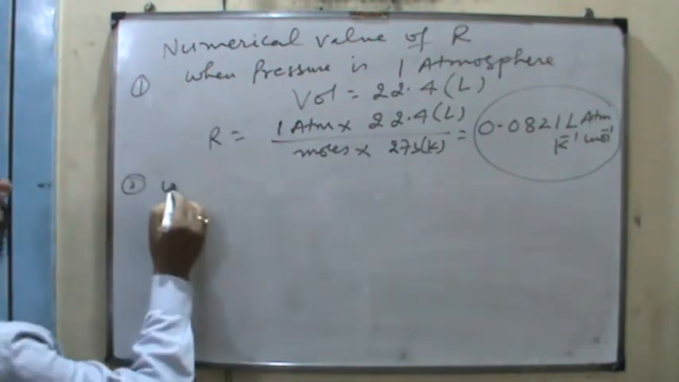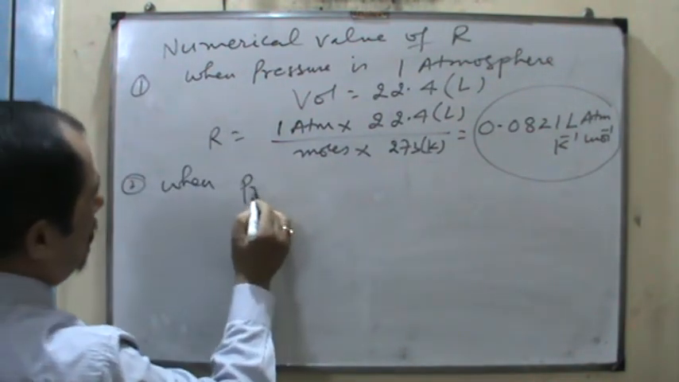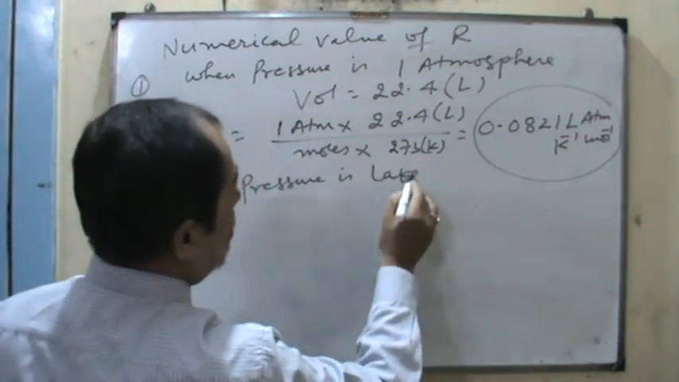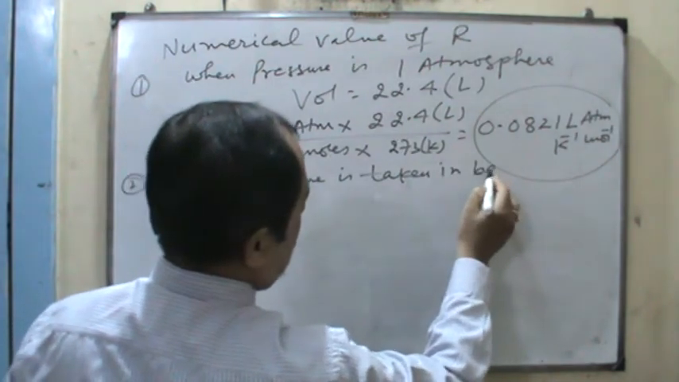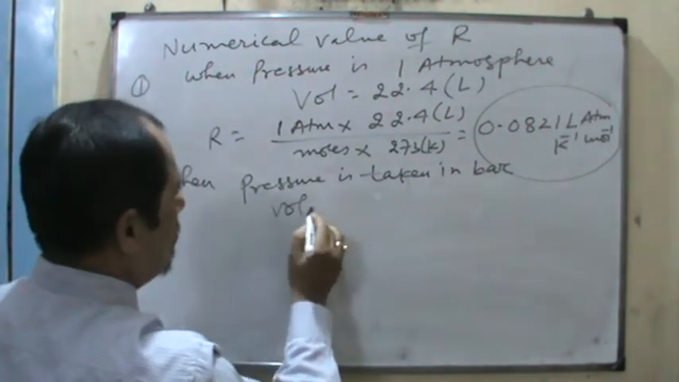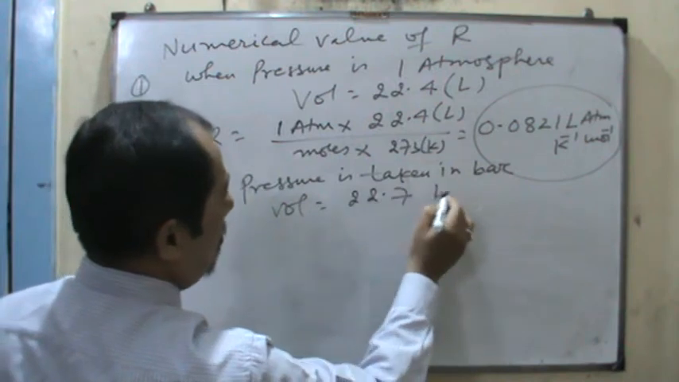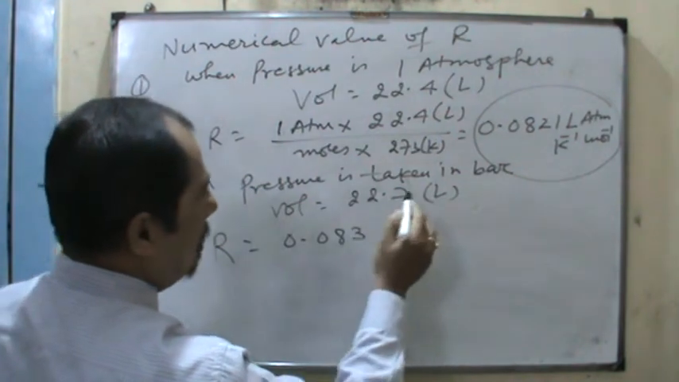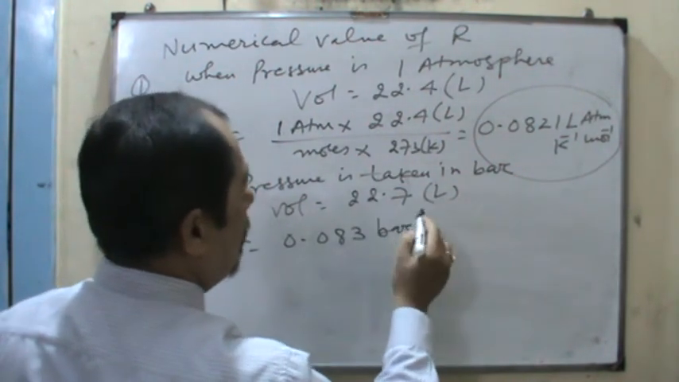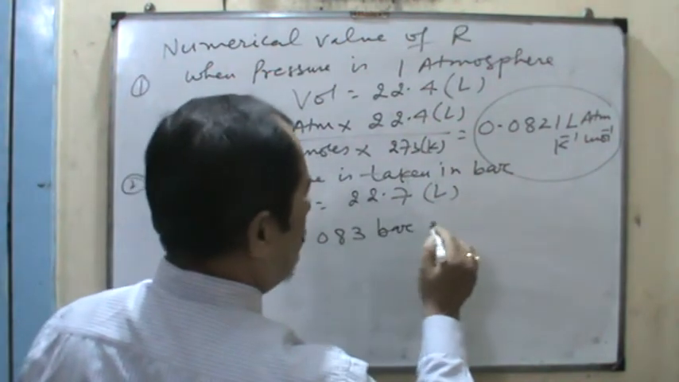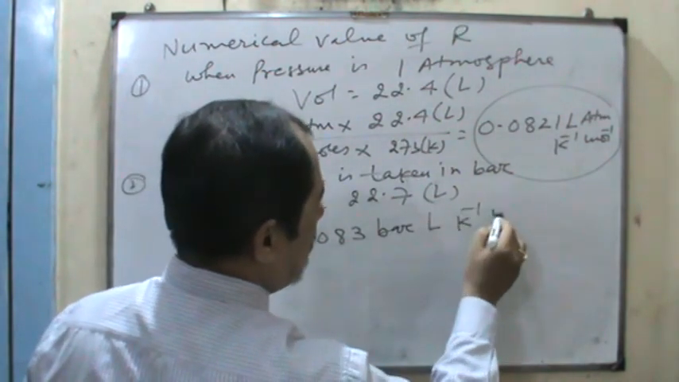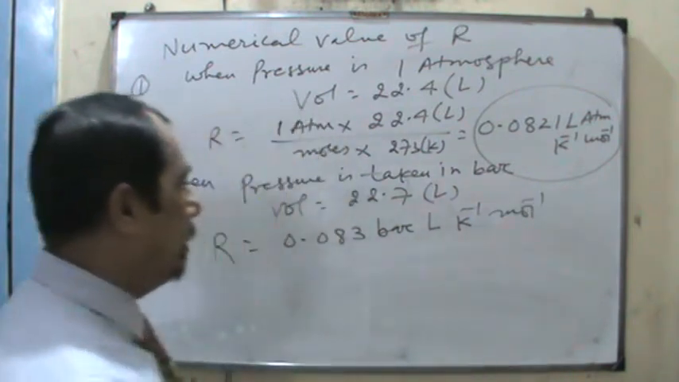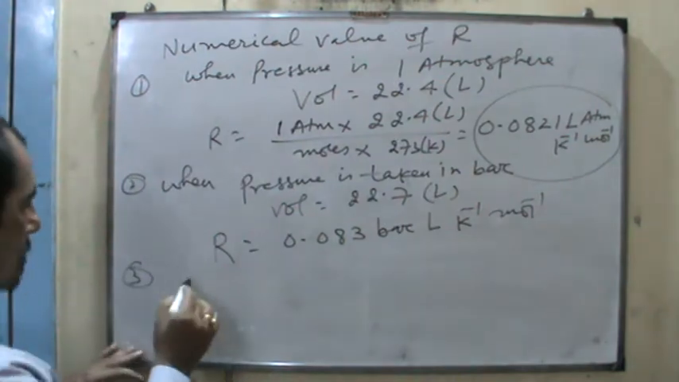But when pressure is taken in bar and volume is 22.7 liter, then the value of R is 0.083 bar liter Kelvin inverse mole inverse.